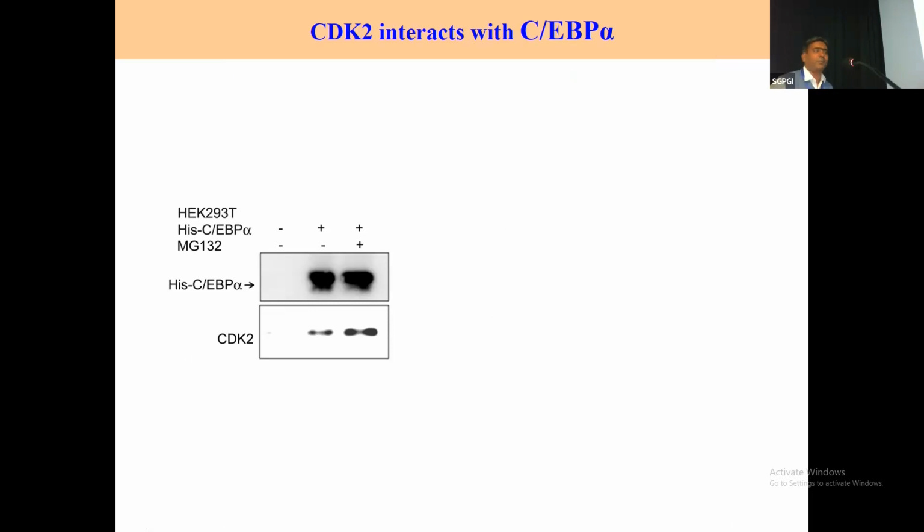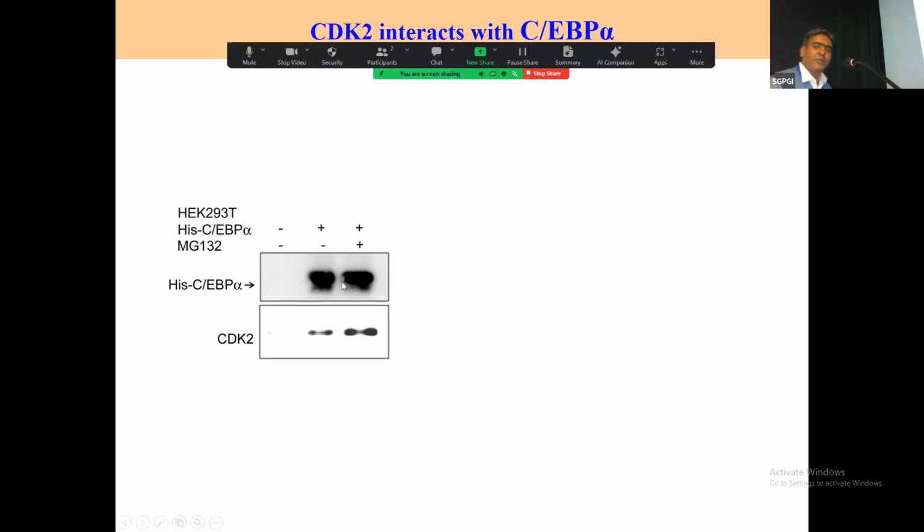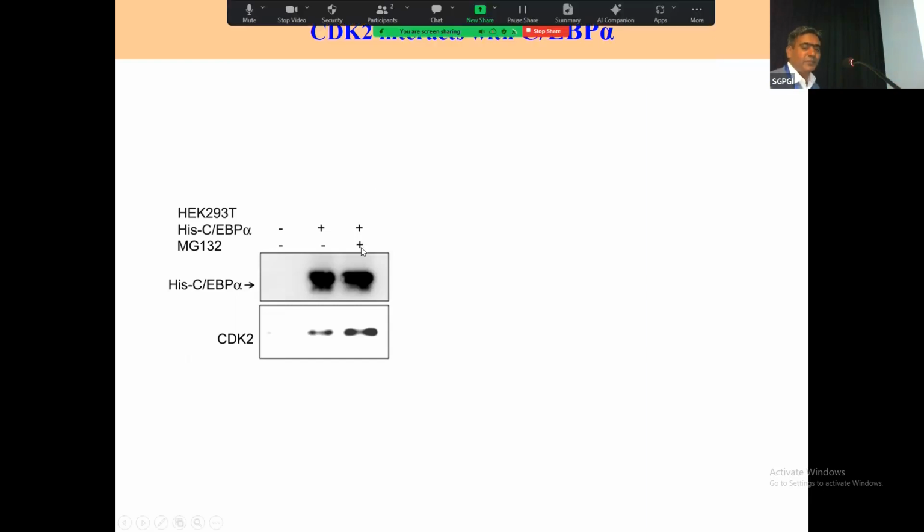Now we further confirm, because for an E3 ligase to target its substrate, it needs to interact with it. So we confirm that these two proteins interact with each other. We perform this co-immunoprecipitation where we overexpress His-CBP alpha, and in another condition we treated with MG132, to see whether CDK2 is interacting with it. We found that in IgG there was no interaction, but in these two conditions there was interaction, and there was more interaction when MG132 was given.